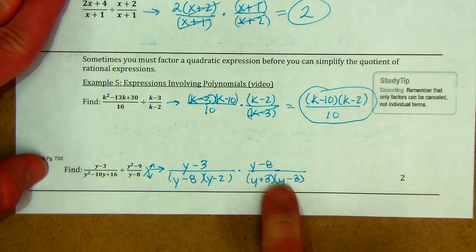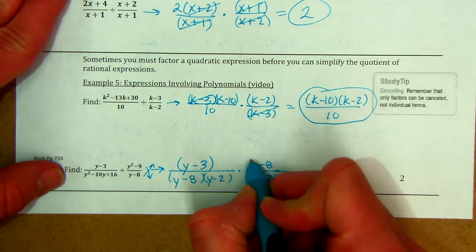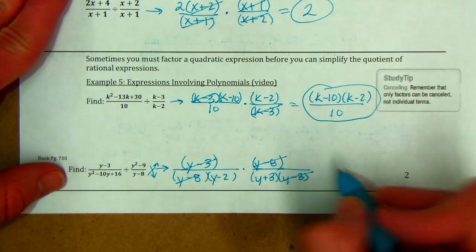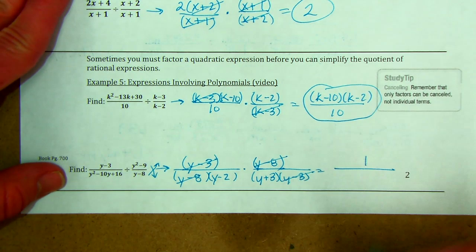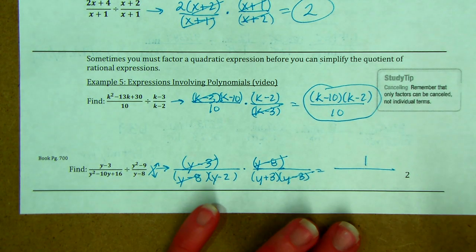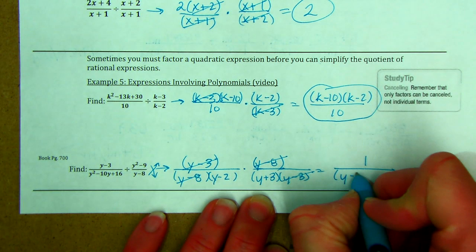Those two cancel, leaving me with just a 1 in the numerator, because that's what happens when I simplify a fraction. It doesn't go to 0, it goes to 1. And then in the denominator, I have two binomials of y minus 2 and y plus 3. And there you have it. There's multiplying and dividing polynomials.